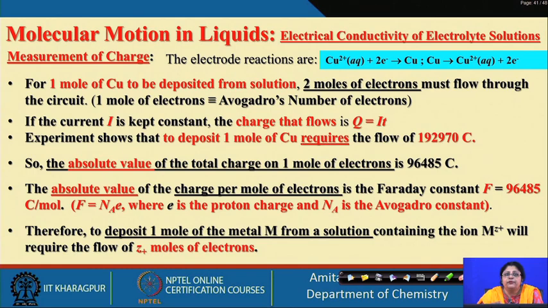To deposit 1 mole of the copper metal from solution containing the ions of copper 2+ will require the flow of 2 moles of electron. This is how you read it. So, for deposition of 1 mole of copper from solution containing Cu 2+ ions will require the flow of 2 moles of electron.